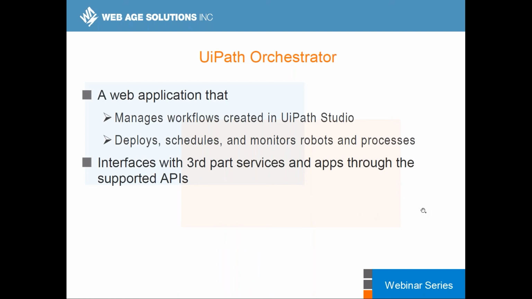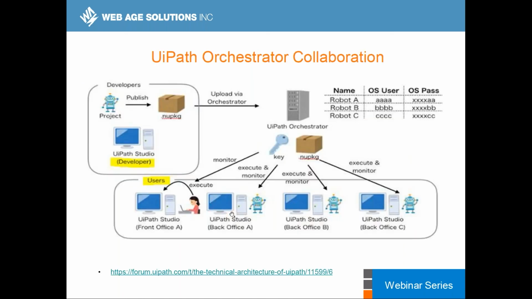UiPath Orchestrator is a way to manage workflows in the cloud. So you can schedule, monitor, and scale all those robots that make up your process. You can also interface with third-party services through the supported API. There is a whole bunch of those hooks, which would allow you to pull out data from all over the world.